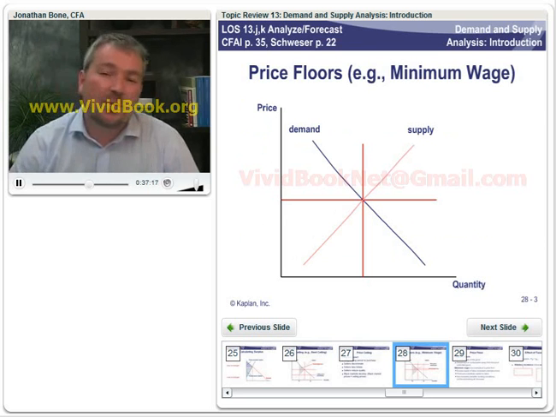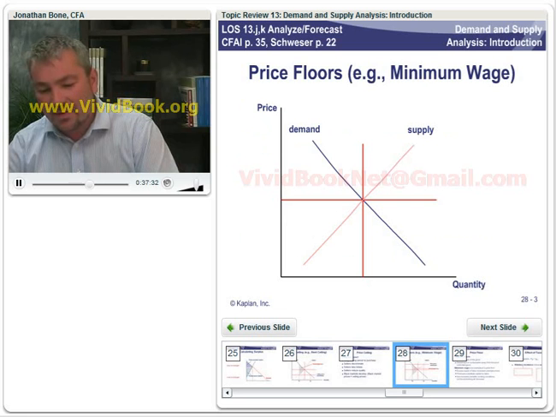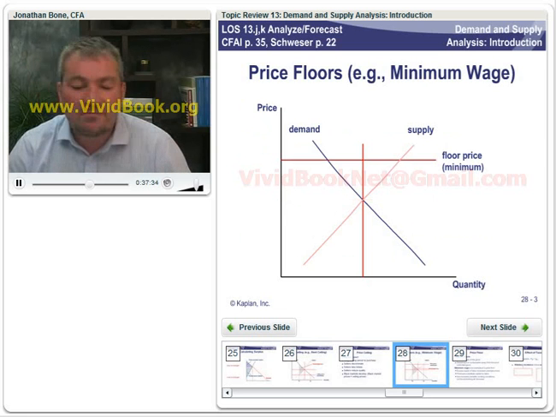Let's look at a price floor. Now, a price floor is only going to have an impact when it's above the equilibrium price. Price floors, classic example of this is minimum wage. So in other words, price cannot go below the floor level. So there we are at equilibrium. Let's introduce our floor price. Now notice the key is the price is above the equilibrium level.